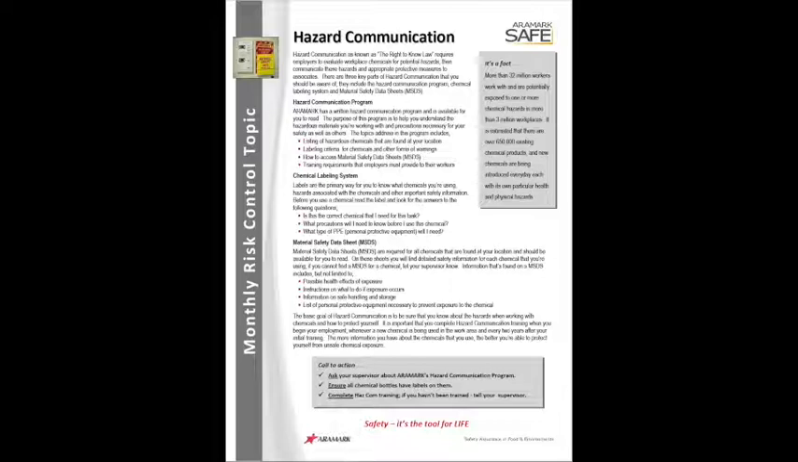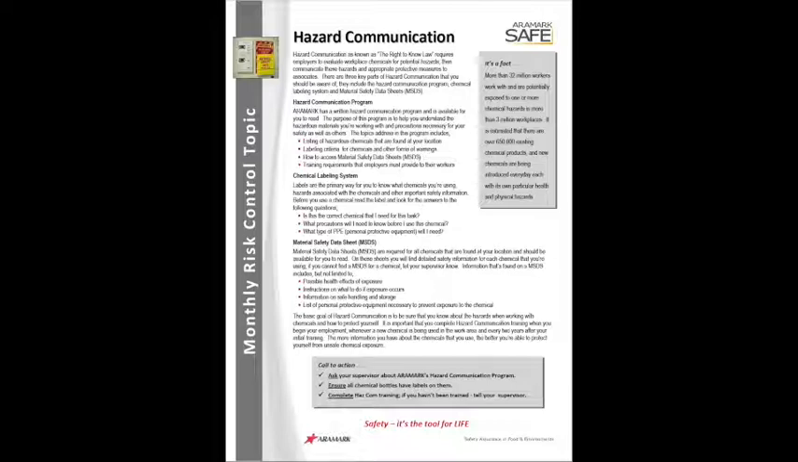Material safety data sheets. Material safety data sheets are required for all chemicals that are found at your location and should be available for you to read. On those sheets, you will find detailed safety information for each chemical that you're using. If you cannot find an MSDS for a chemical, let your supervisor know.